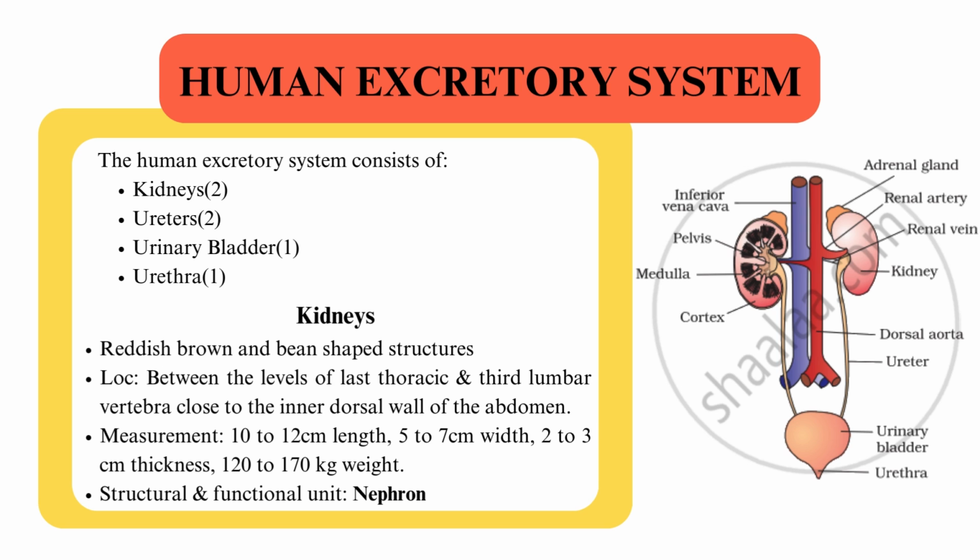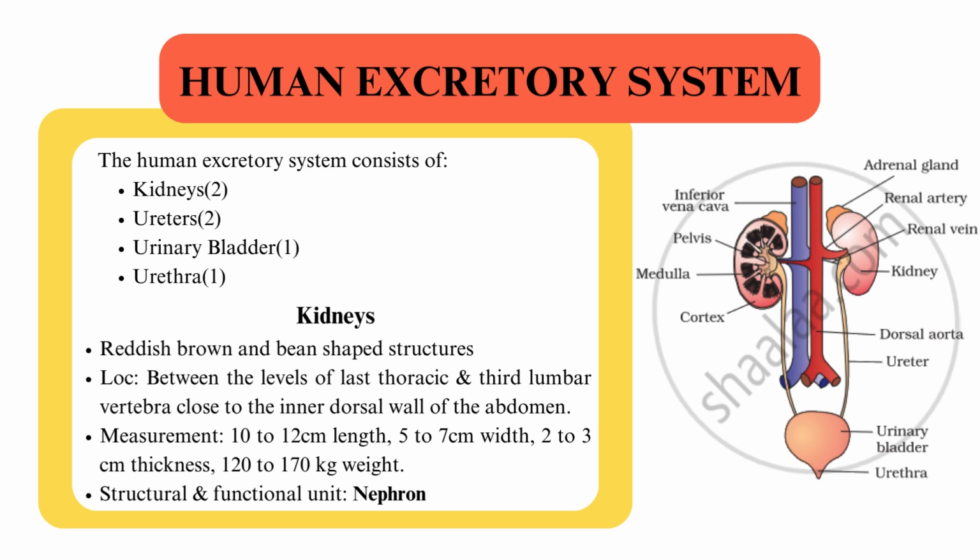Now we are gonna see about human excretory system. The human excretory system consists of pair of kidney, pair of ureter, one urinary bladder and one urethra. First, kidney. Kidneys are reddish-brown and bean-shaped structures located between the levels of last thoracic and third lumbar vertebra close to the inner dorsal wall of the abdomen.